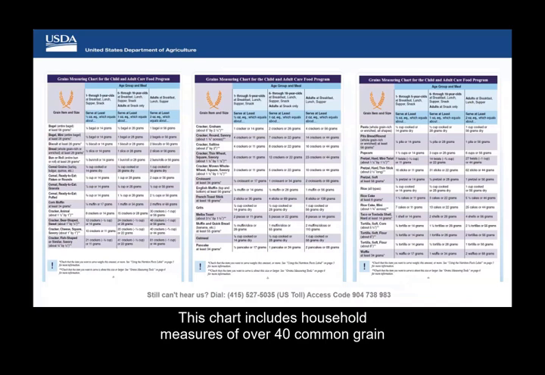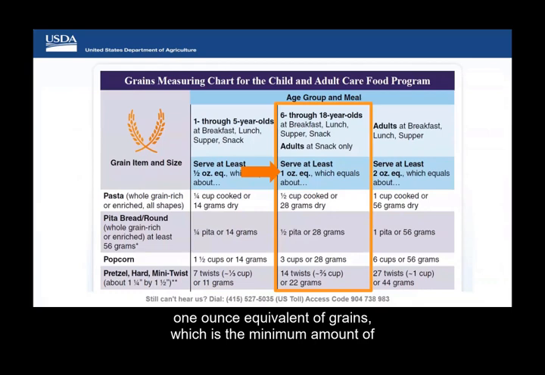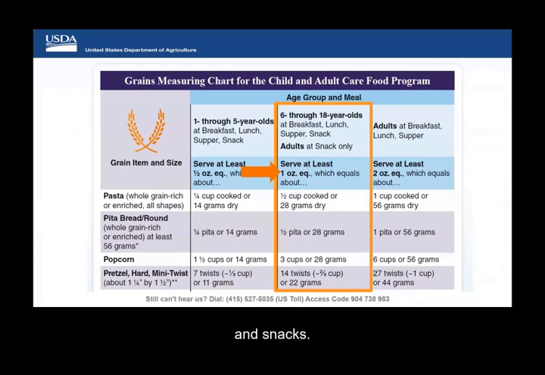Pages 2 through 4 of your worksheet include the grains measuring chart. This chart includes household measures of over 40 common grain items listed in alphabetical order. Each item is listed with the amount of an item you need to make up a ½ ounce equivalent of grains, which is the minimum amount of grains required for 1 through 5-year-olds at all CACFP meals and snacks. Each item is also listed with the amount you need to make up 1 ounce equivalent of grains, which is the minimum amount of grains that 6 through 18-year-olds need at meals and snacks.